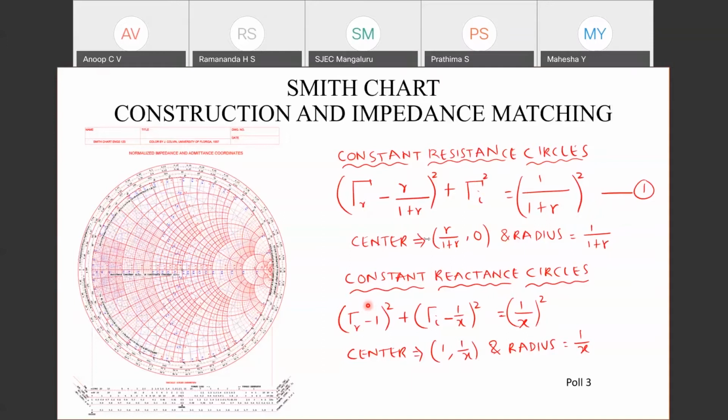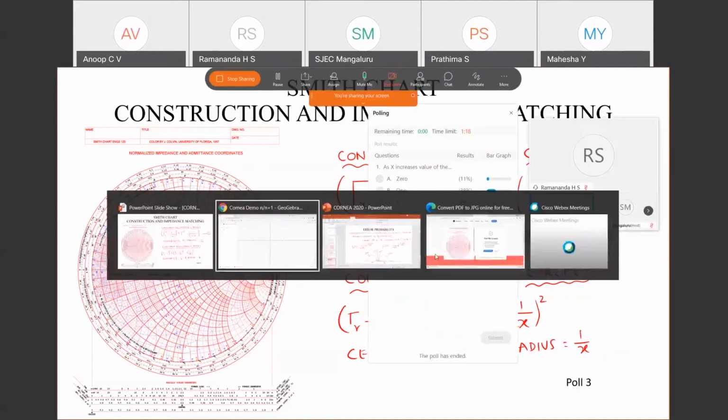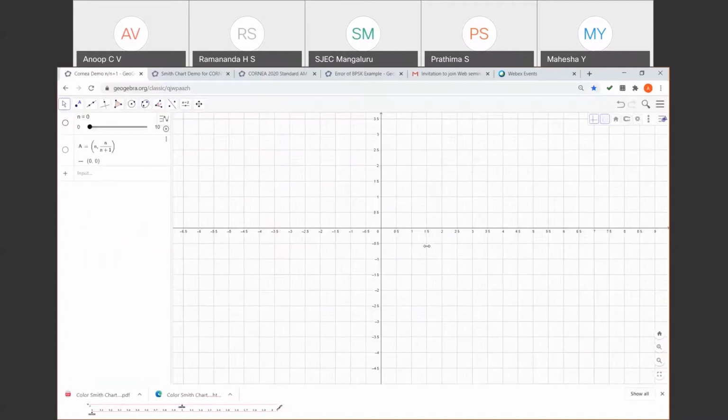We have the poll results here. 38% have said it is 1, 5% said it is x plus 1, and 46% gave no answer. Of course, not a problem. The answer is actually 1. Along with this Smith chart demonstration, I can show you this as well, how to use GeoGebra. I hope my GeoGebra screen is visible.